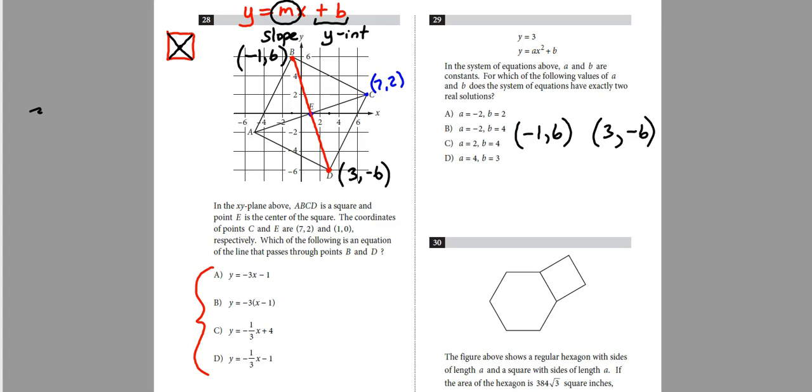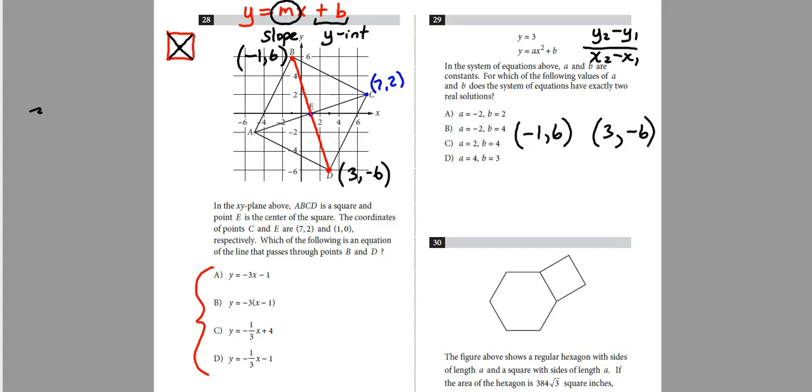A couple of different ways I could do slope. I could do rise over run. I could do the change in y over the change in x. A lot of people know slope as subtract the y's, subtract the x's, which basically turns out to be rise over run.